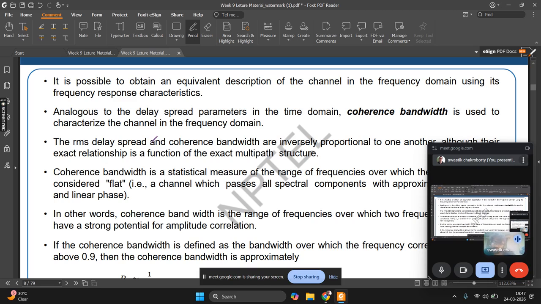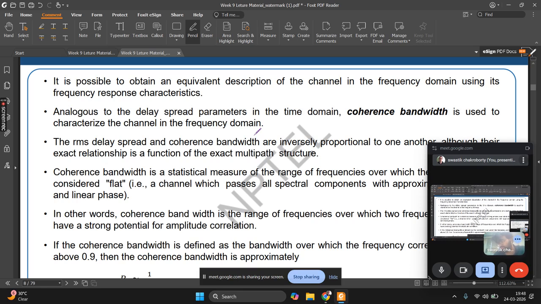Okay, so coherence bandwidth is basically the description of the delay spread in the frequency domain. Coherence bandwidth is used to characterize the channel in the frequency domain. The RMS delay spread and coherence bandwidth are inversely proportional to one another. So the more the delay spread, the less the coherence bandwidth. If you have less delay spread, you will get more usable bandwidth.